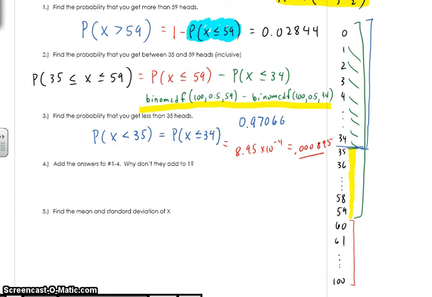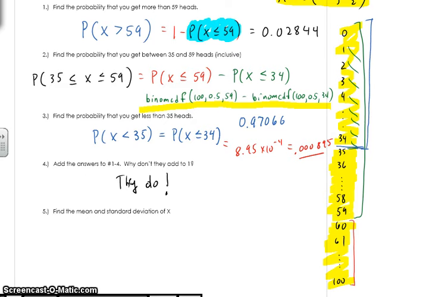Okay, now, number 4 is a typo. It says add the answers to 1 to 4. Why don't they add to 1? They do add to 1. If we look at why that makes sense, well, first of all, the first probability we found was more than 59. That was all these. The next one we found was between 35 and 59. That was all these. The last one we found was less than 35, which includes all of these. That's everything. So they do. It was a typo.